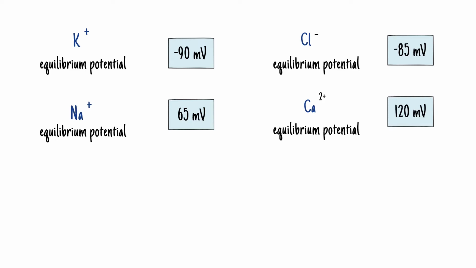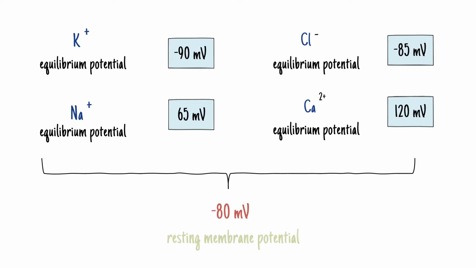This equation gives us the resting membrane potential, which, in this case, is around minus 80 mV. It's quite close to the equilibrium potential of potassium. And that's because potassium is the ion that travels the most. Okay, so to summarize, resting membrane potential is just the summation of the equilibrium potentials of every ion.